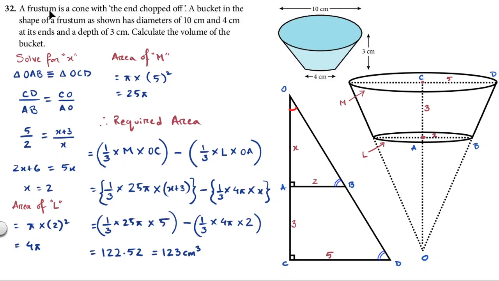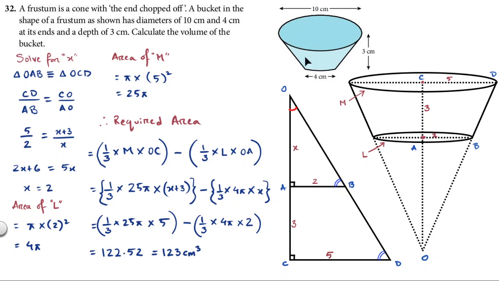In this question, it says a frustum is a cone with the end chopped off. A bucket in the shape of a frustum as shown has diameters of 10 centimeter and 4 centimeter as its ends and a depth of 3 centimeter. Calculate the volume of the bucket.